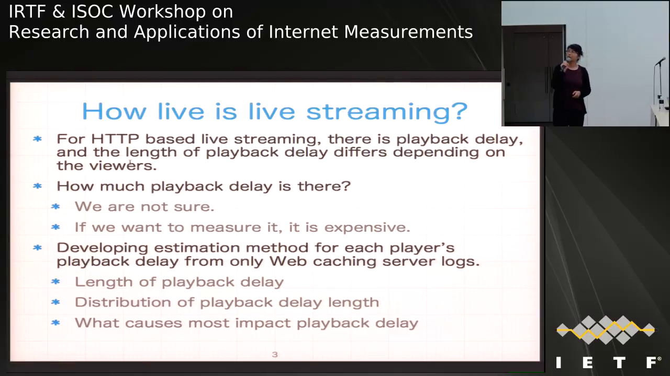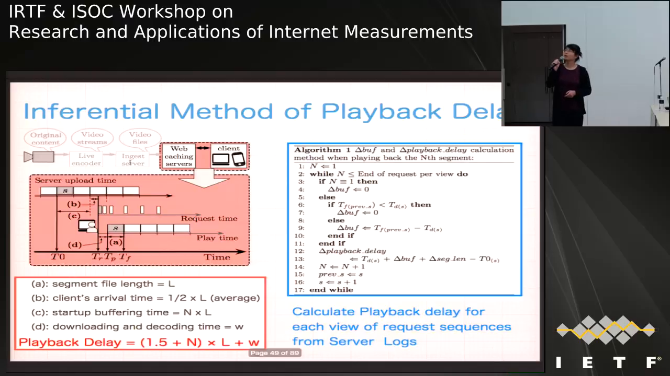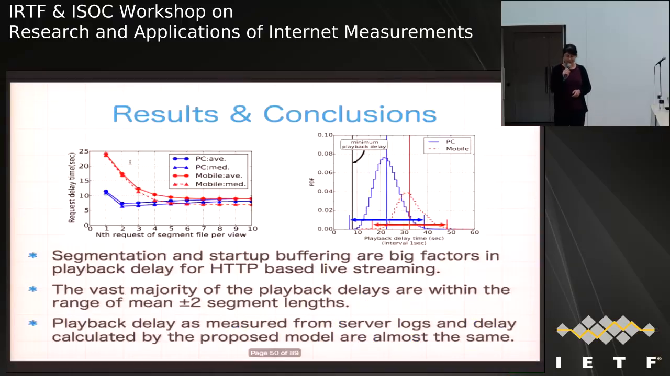Here is our proposed playback delay model and estimation method for the playback delays from server logs. And we found segmentation and startup buffering are big factors. And the vast majority of the playback delays are within the range of mean plus or minus 2 segment lengths. Playback delays measured from server logs and the delay calculated by the proposed model are almost the same. Thank you.